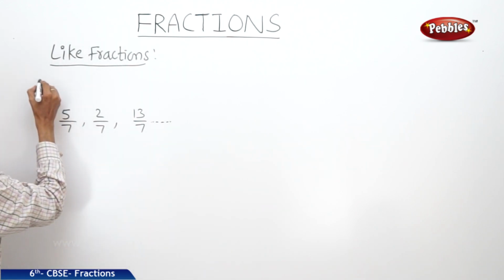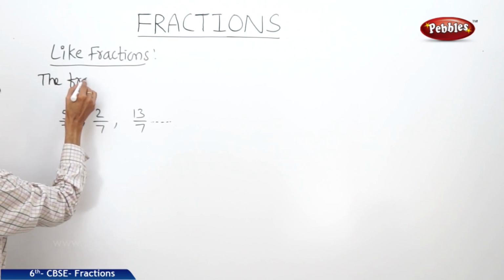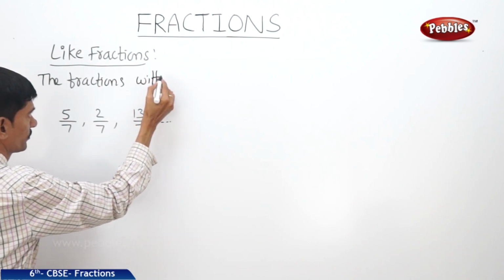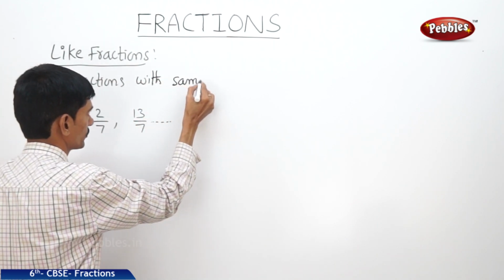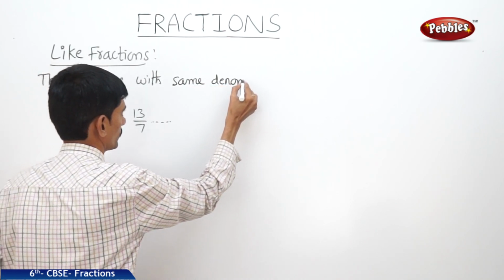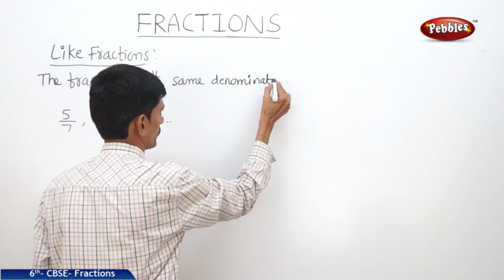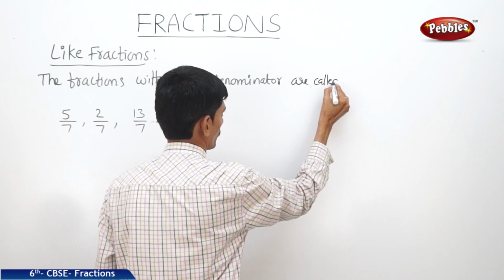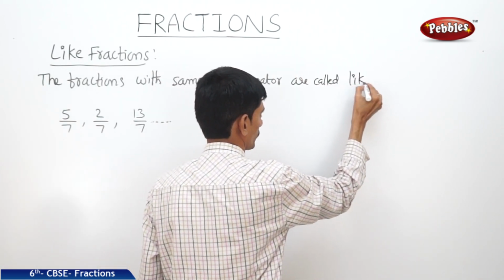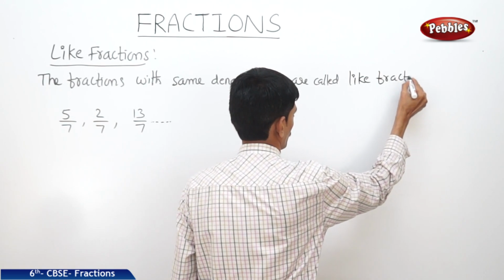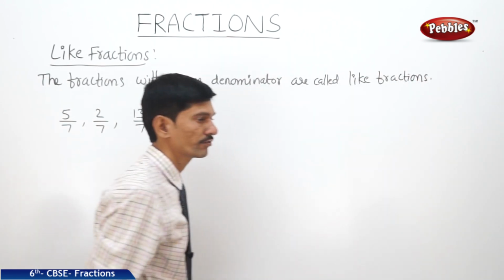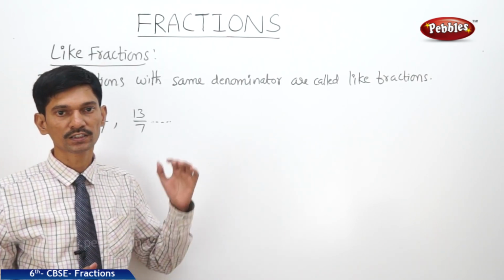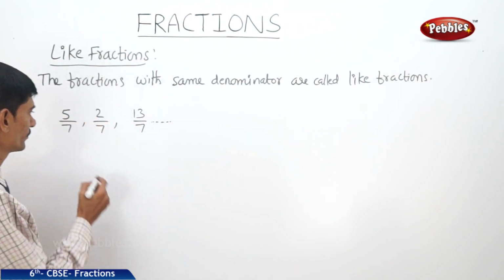So if the denominators are equal, then the fractions are said to be like fractions. Now the fractions with the same denominator are called like fractions. Now if the fractions do not have the same denominator, means they have different denominators, then they are called unlike fractions.